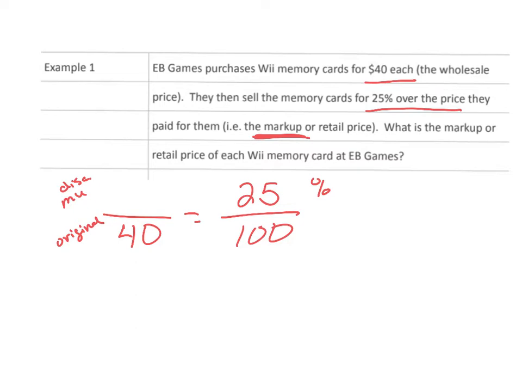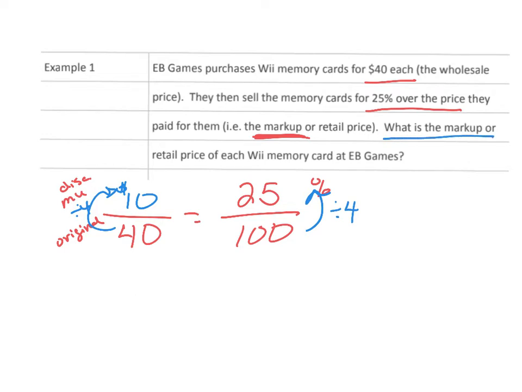So we're going to do our math. 100, and I'm just going to divide by 4 to give me 25. 40 divided by 4 then gives me 10. So they marked it up $10, which is 25%.